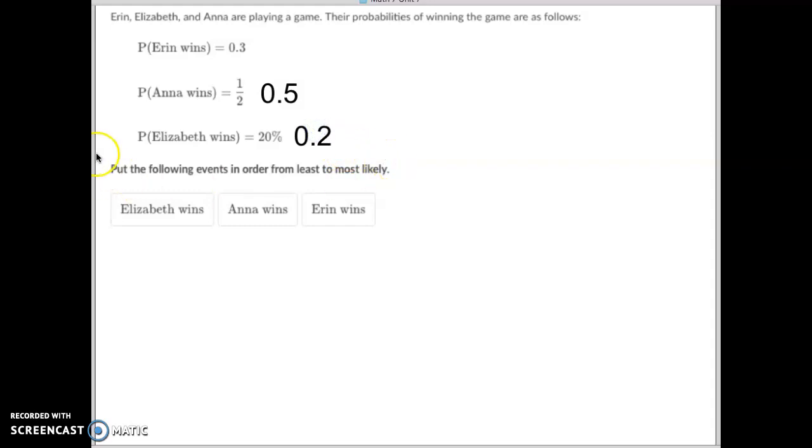So we are to put these in the order from least likely to most likely. Well, who has the smallest chance of winning? Hopefully you're looking at that going, well, doesn't Elizabeth? Yes, Elizabeth does. Then, who's the next smallest?